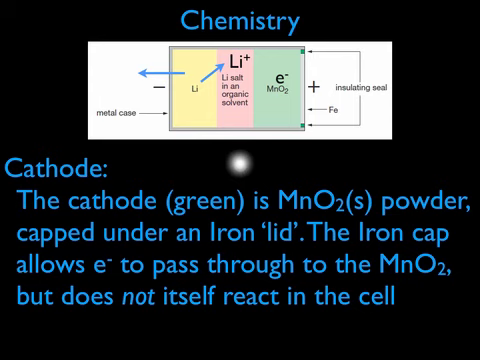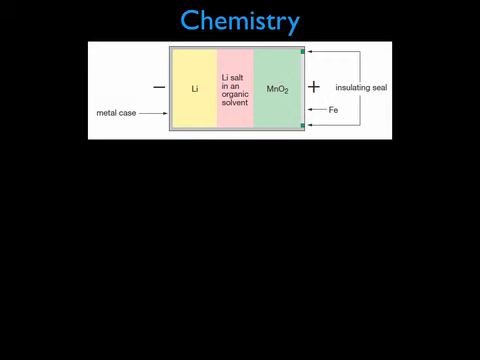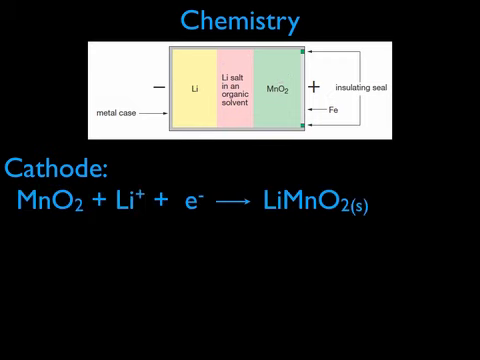Note that the iron doesn't reduce, it moves through the cheap iron cap, which is simply a conductor that's insulated against the anode, allowing electrons to move down to the manganese to reduce it. Now here's the cathodic reaction. Manganese oxide on the left plus an electron in the presence of a lithium ion forms this compound on the right, lithium manganese oxide.